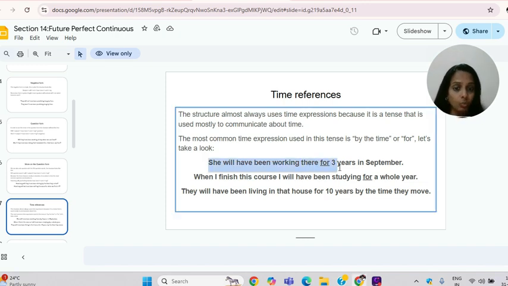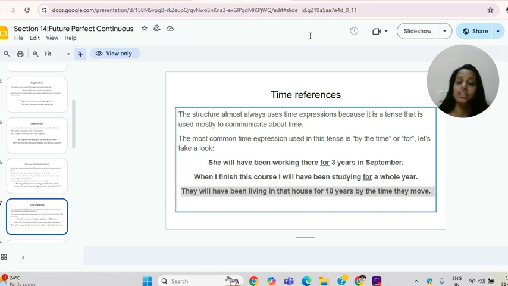She will have been working there for 3 years in September. The time expression is for here. When I finish this course, I will have been studying for a whole year. So here we are using the same time expression, for. They will have been living in that house for 10 years by the time they move. So here, by the time, and we are using for also.